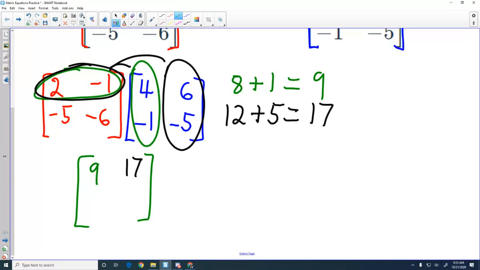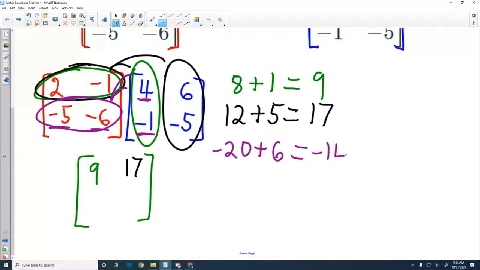Now there are no more columns to distribute that to, so we're going to drop down to the second row. And we're going to do that same process of distributing this row to each column in the second matrix. And we multiply corresponding terms. So the first term in the row with the first term in the column. -5 times 4 is -20. And then the second term is a -6, and the second term in the column is a -1. Multiply those and you get +6. Add those up and you get -14.